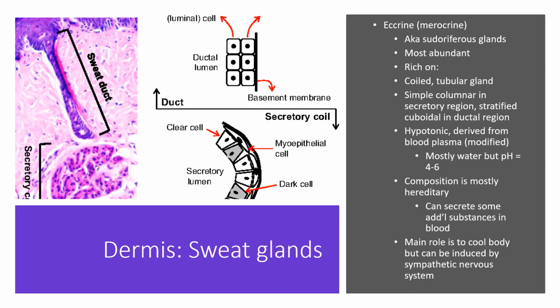Let's talk a little bit about sweat glands. These are more properly termed eccrine glands, and they function by merocrine secretion. These are also known as sudoriferous glands. Sudoriferous refers to a sulfury compound that we do excrete in our sweat. These are the most abundant glands on the body.